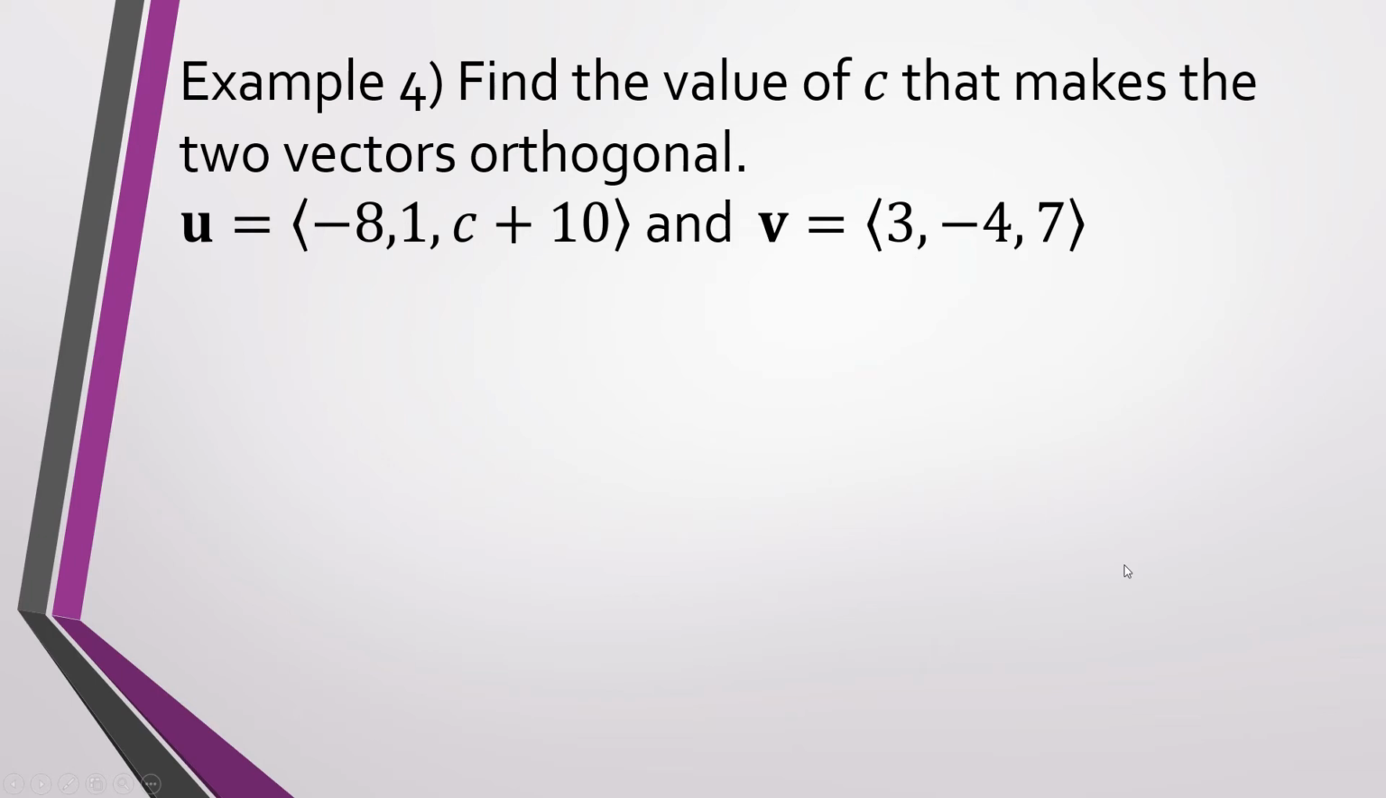So example 4, we're going to find the value of c that makes the two vectors orthogonal. Vector u is -8, 1, c plus 10. Vector v is 3, -4, 7. Now we know in order for them to be orthogonal, their dot product has to be 0. So we're going to set this up as an equation with the dot product and set it equal to 0.